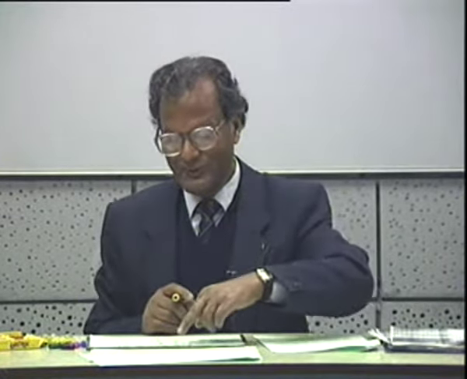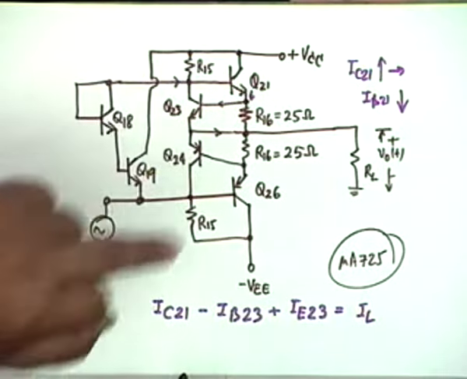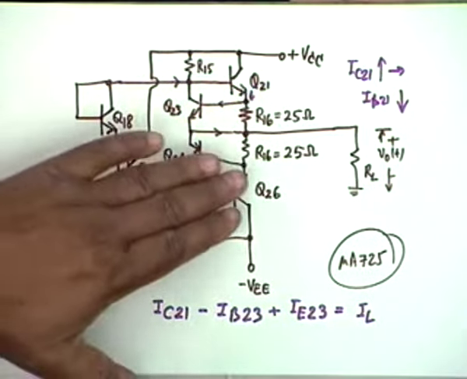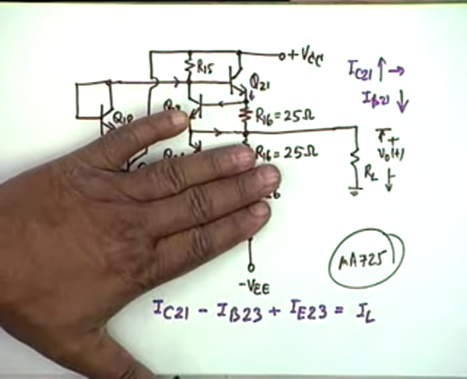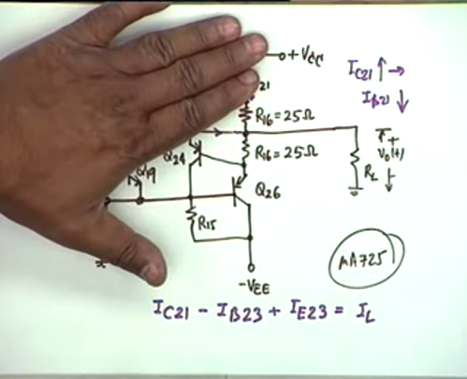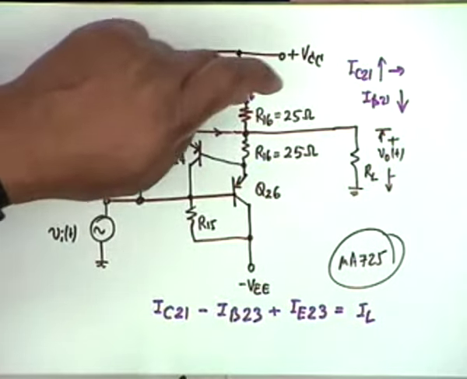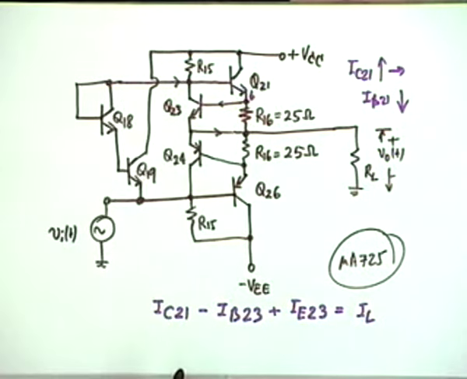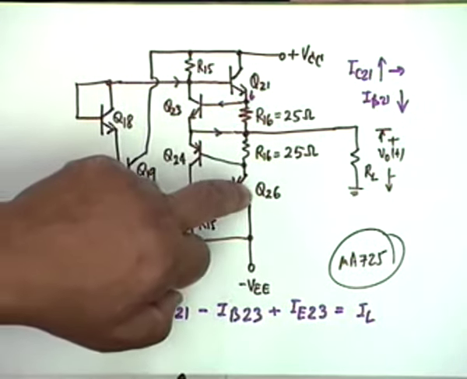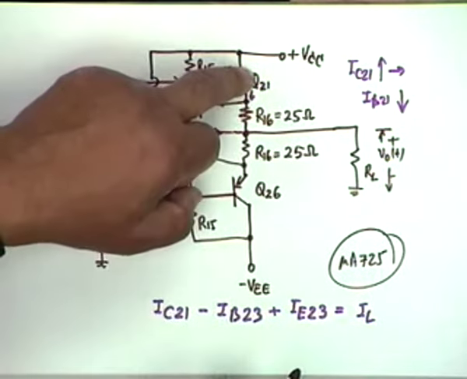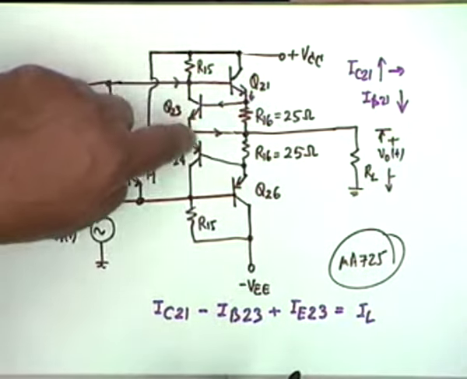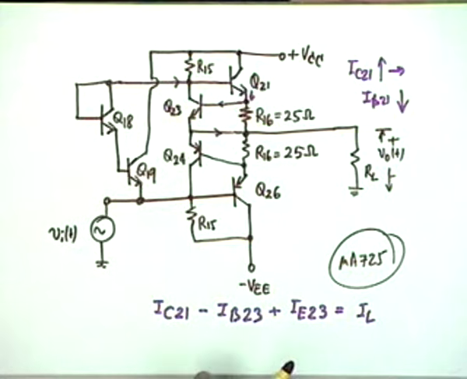Minus I, oh, when Q23 conducts, Q24 doesn't. You see, this half does not carry any current when the other half is carrying current, right? This is the class B stage. Q21 conducts, Q26 is off. Q26 conducts in the negative half cycles, Q21 is off. So it suffices to consider only the upper half of the circuit.